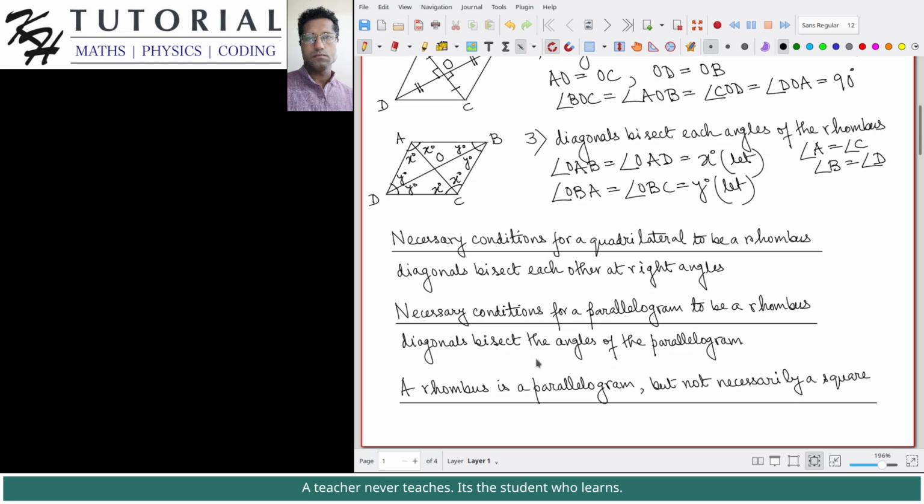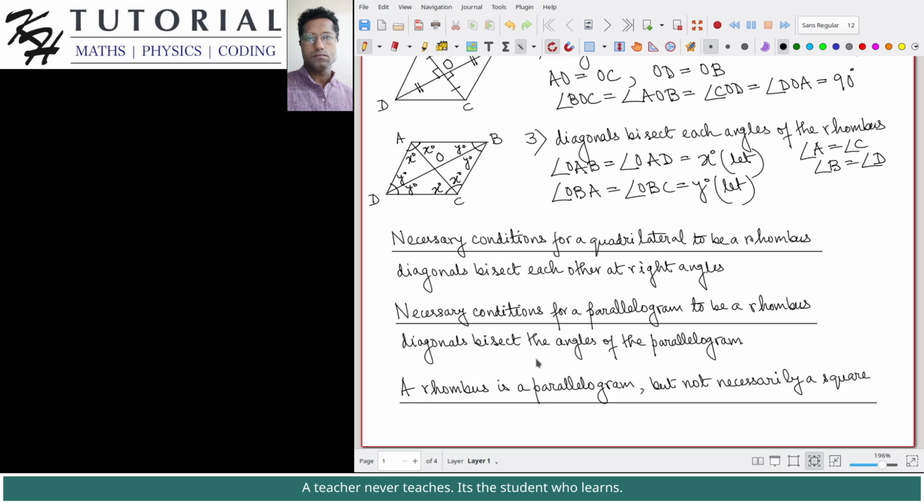Now let's see what is the necessary condition for a quadrilateral to be a rhombus. If you need to prove that a quadrilateral is a rhombus, what do you need to establish? If in a quadrilateral the diagonals bisect each other at right angles, then it will be a rhombus. Now remember that, in any quadrilateral, if you find that the diagonals are bisecting each other at right angles, it will be a rhombus. So this was the condition for a quadrilateral to be a rhombus.